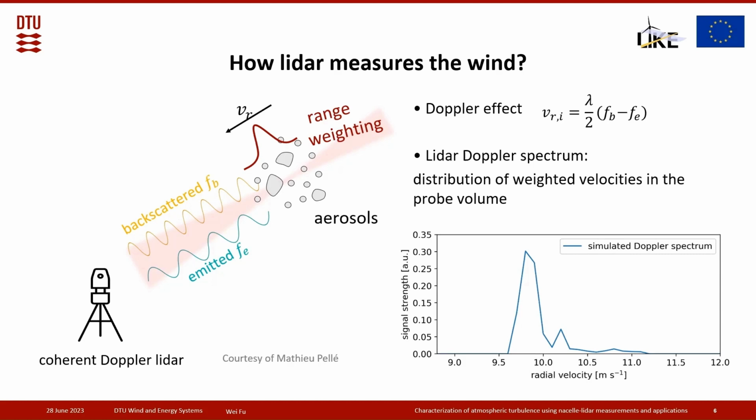Here I'm showing a plot of a simulated Doppler spectrum. On the horizontal axis, you can see the radial velocity bins, and on the vertical axis is the signal strength. This can be seen as a histogram of the weighted velocity in the probe volume. A dominant radial velocity will be determined from the Doppler spectrum and streamed out from the LiDAR system, and that is the measurement we get from the LiDAR system.